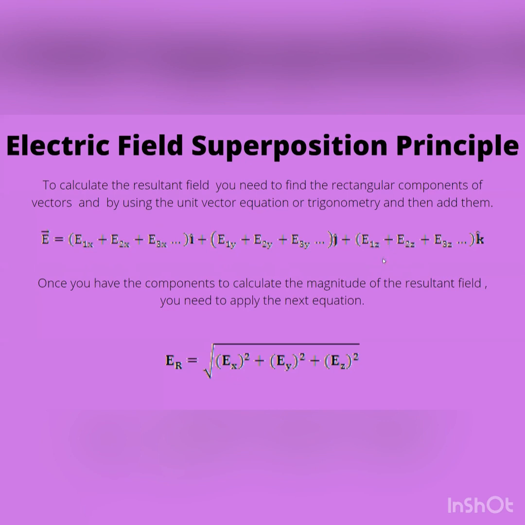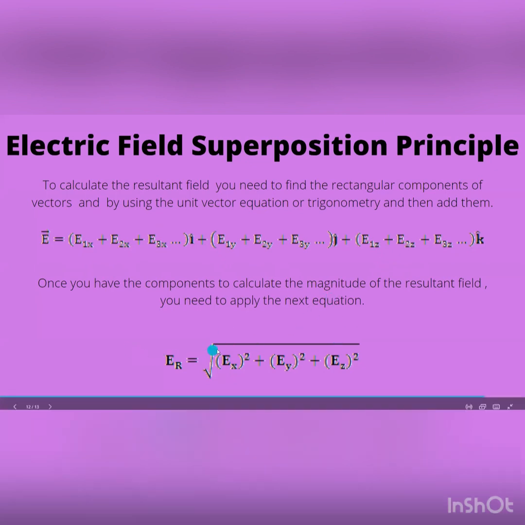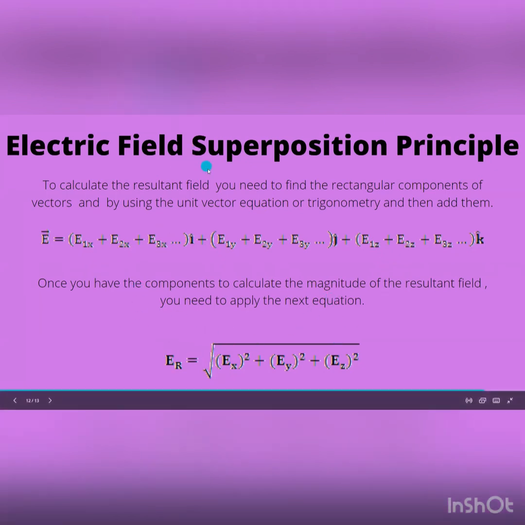Once you have the components, to calculate the magnitude of the resultant field, you need to apply the next equation. So the electric field superposition principle is going to be here. You need to take the square root of the x components squared, plus the y components squared, plus the z components squared.